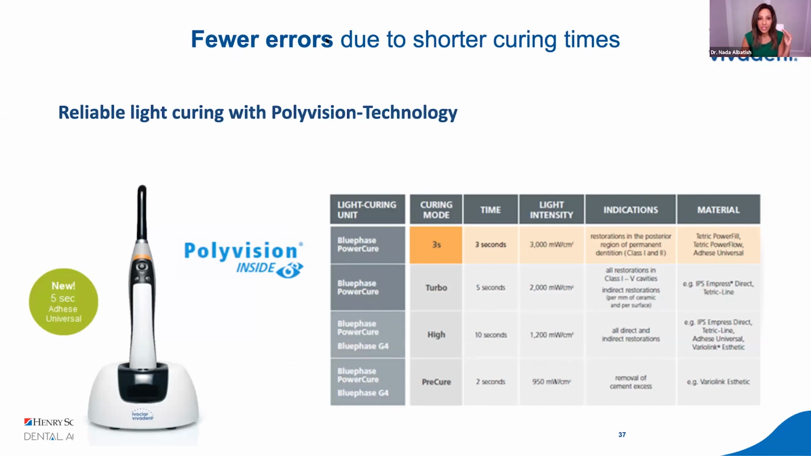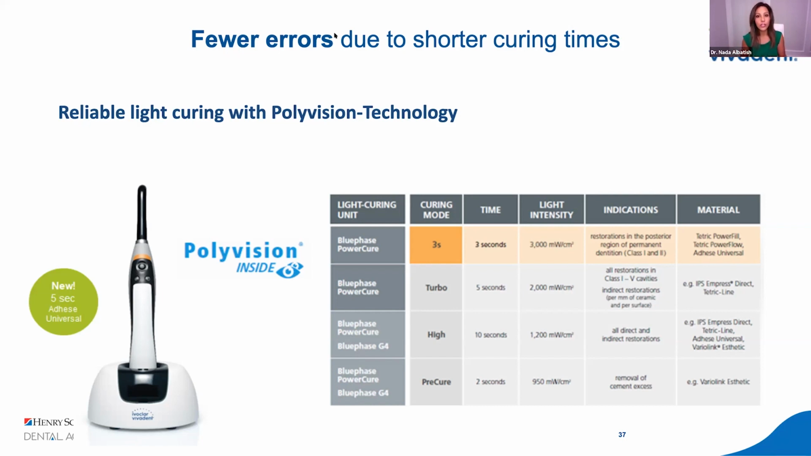And so with this light and the composites that I've told you about, we get reliable light curing with fewer errors. One, fewer errors because the curing time is shorter. So you don't have to maintain your environment for as long, but also this light, when your assistant, I have my assistants cure, but I actually teach my assistants about curing before I allow them to cure for me.